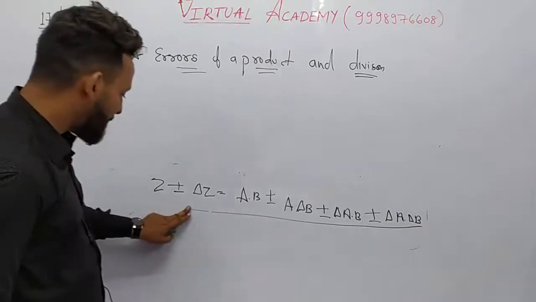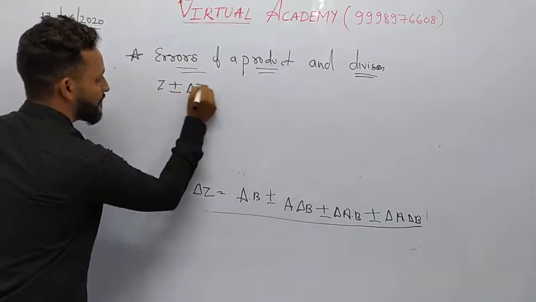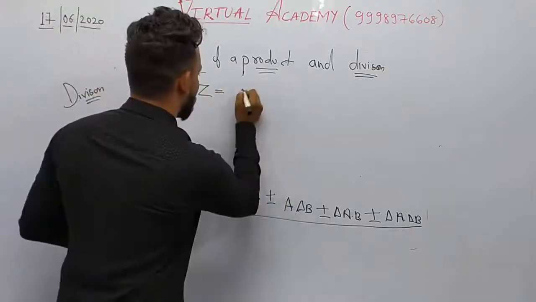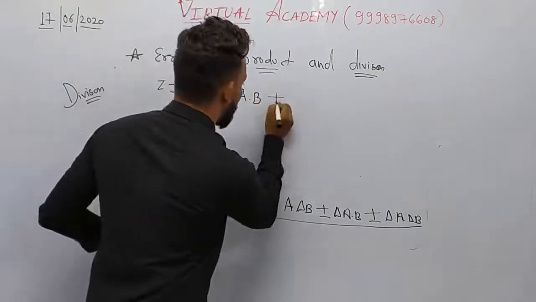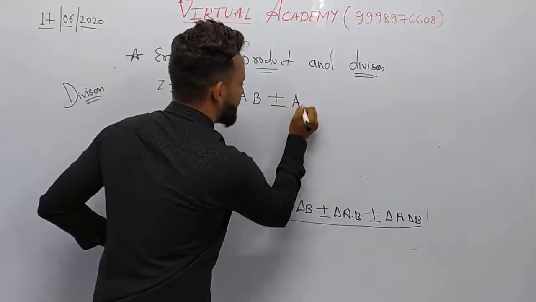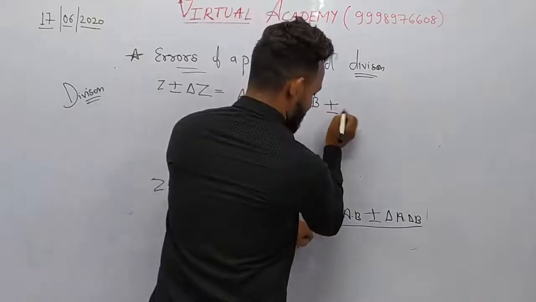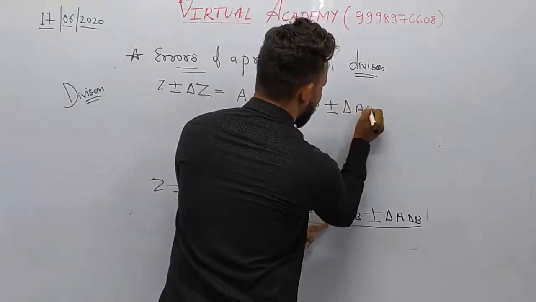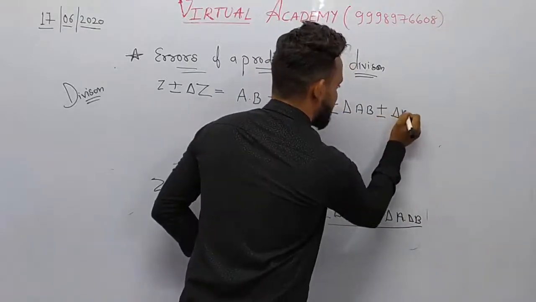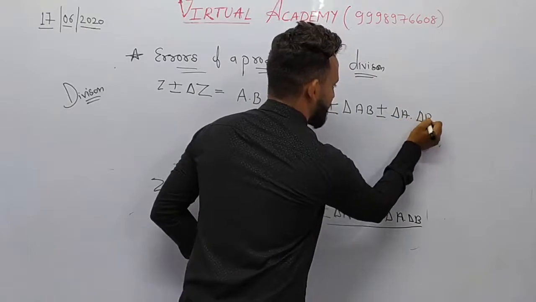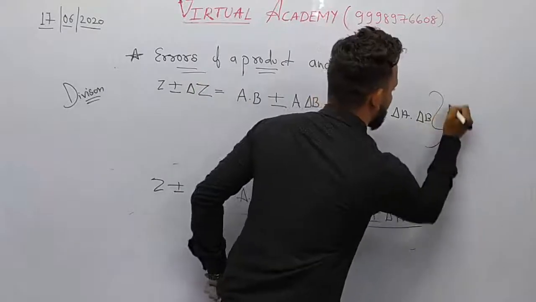Clear? Now we have to copy this equation same as it is. So Z plus delta Z equals A into B, plus and minus A into delta B, and again plus and minus delta A into B, plus and minus delta A into delta B. Clear? This equation is followed for our product rule.